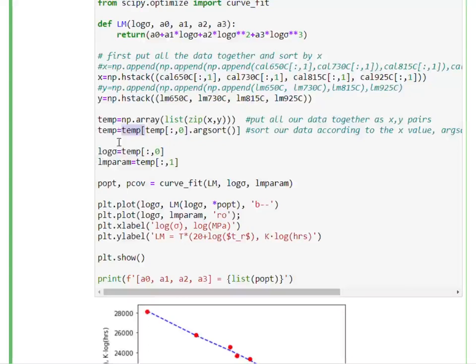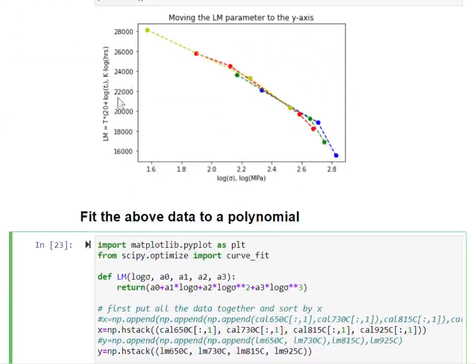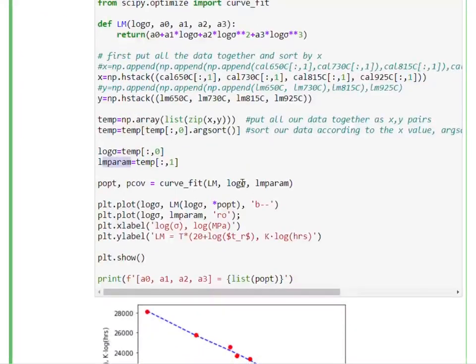And then remember, this is now an XY pair, so I have all my XY data. So I'm going to go ahead and take the X data and call that my log stress, and the Y data and call that my Larsen-Miller parameter. So that's where I've switched the two axes, Larsen-Miller and log sigma on the X. And then I'm going to go back to what we did two lessons ago.